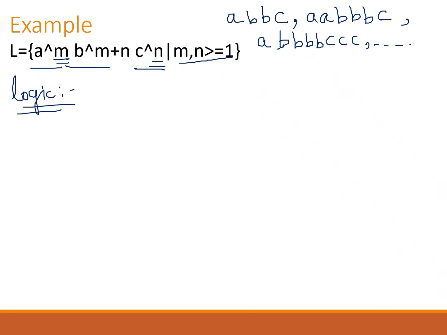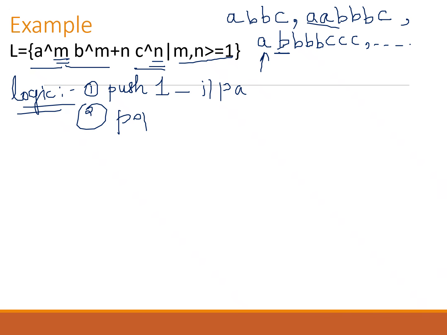So if you see here, as soon as the first A comes up, we can perform a push operation on the stack. So push 1 corresponding to the input A, and we keep on doing this for all the A's that are coming up. Next, we'll have B's. Corresponding to the A's, we can pop that many B's. So we will pop 1 from the stack for the input B. Now, till when can I do that? Until the stack is empty.